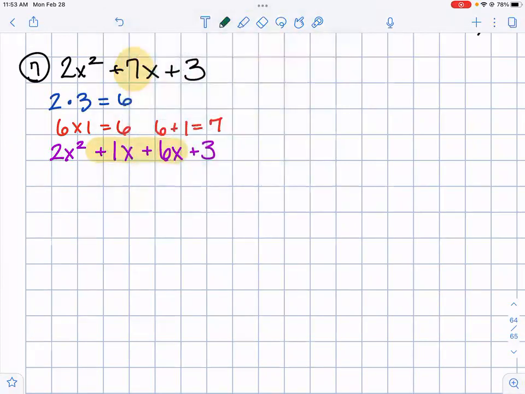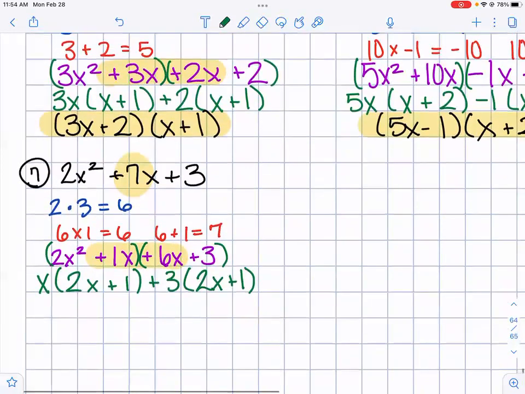Okay, what comes after this? 2 groups. Okay, what can you take out of the first group? X, and we're left with 2x plus 1. Okay, what can you take out of the second group? 3, positive 3. So put plus 3, and we're left with 2x plus 1.